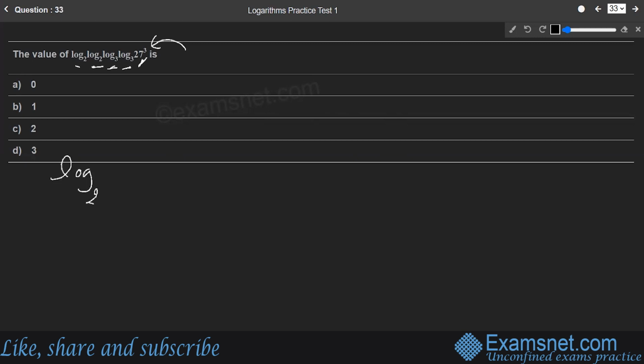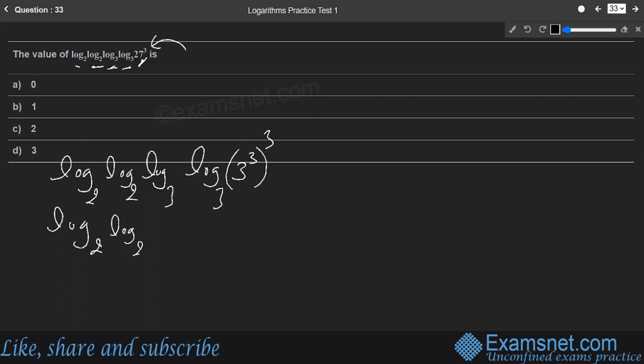Let us write log base 2 as it is, log base 2 again as it is, then log base 3 as it is, then the final log base 3, and in place of 27 cube, I can write 3 cube, and there is one more 3 over there. So this is how the 27 cube has been manipulated. How will this look? It looks like log base 2, log base 2, then log base 3. And how much will this become? See, log m to the power n is nothing but n log m. So this power 3 will come down here.